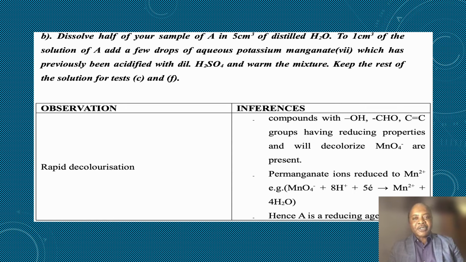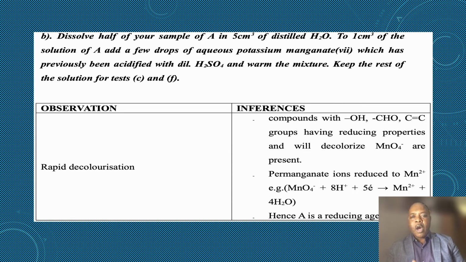A rapid decoloration. To 1 cm³ of solution of A, add a few drops of aqueous potassium manganate 7. You know the color of potassium manganate 7. It is a purple color. So on adding it, there was a rapid decoloration.